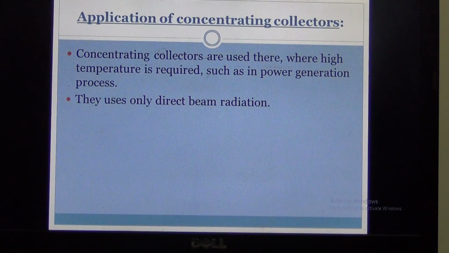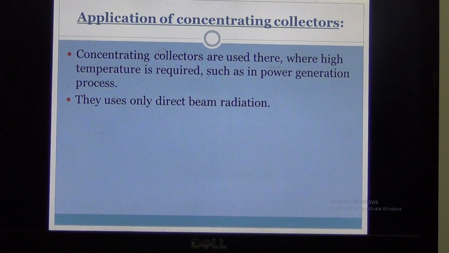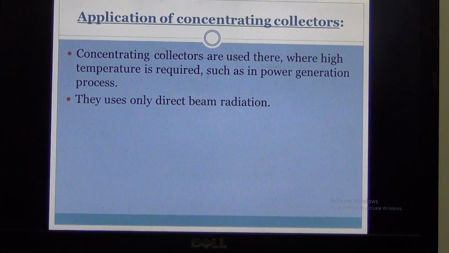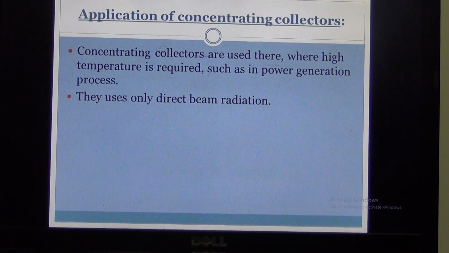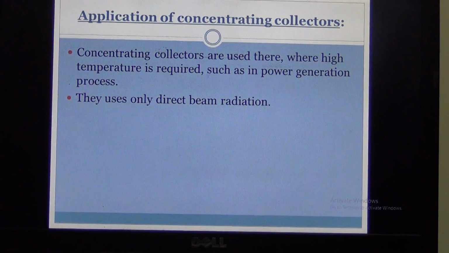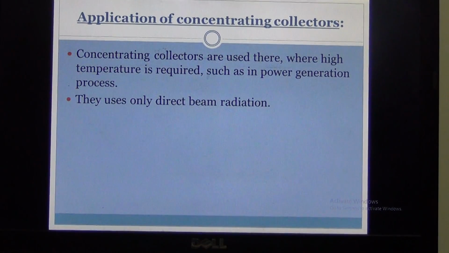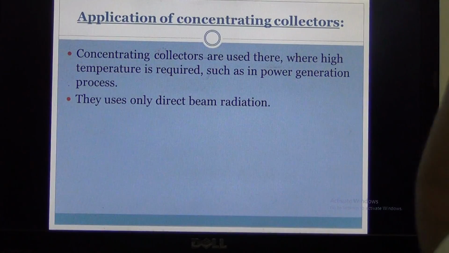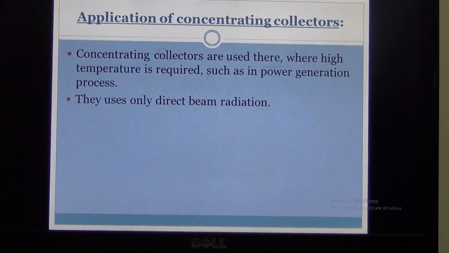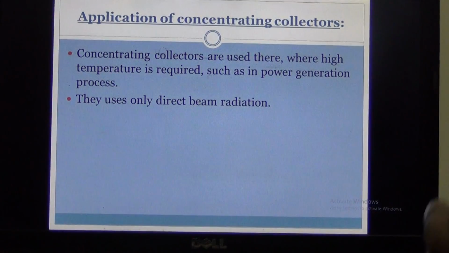Application of concentrating collectors, where we use the concentrating collectors. The concentrating collectors are used where high temperature is required. As I already said, the flat plate collectors, as we have seen in the previous class, have a huge area. It absorbs heat from a high area, but its heat generation is very low, as it uses only the direct sunlight. But in concentrating collectors, the heat can be collected from a maximum area but focused to a fixed area, the absorber, so that more heat can be generated.